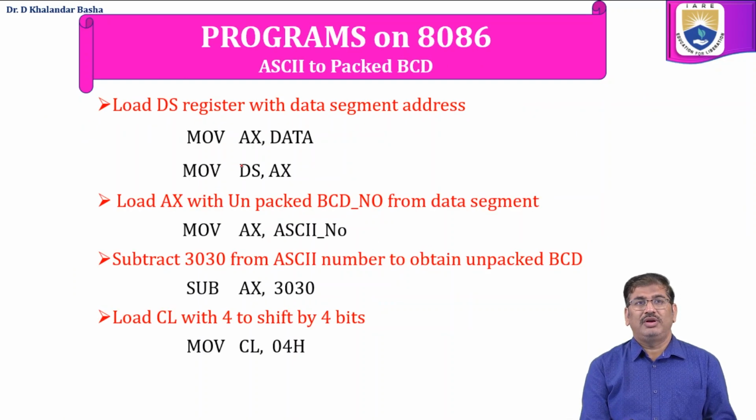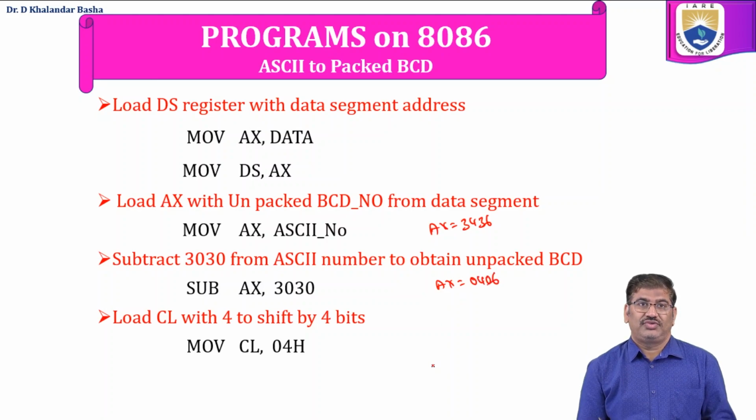For this, we will write the program by loading the data segment address into the DS register using the instructions MOV AX, data as well as MOV DS, AX. These two instructions will load the data segment address assigned by the assembler into the data segment register. Then we load the ASCII number, that is the input, into the AX register by using MOV AX, ASCII number. Then we subtract 3030H from AX. So now AX content is 3436. After doing the subtraction with 3030, AX contents will become 0406.